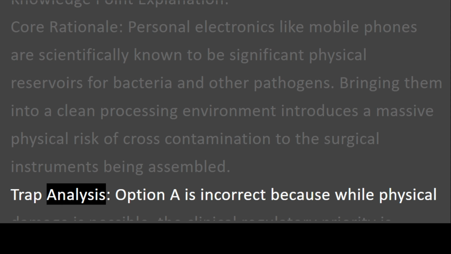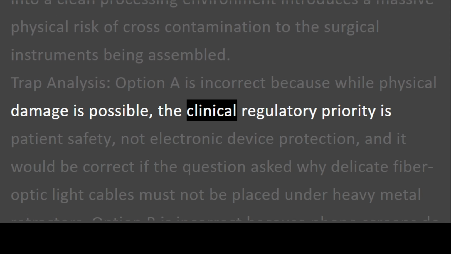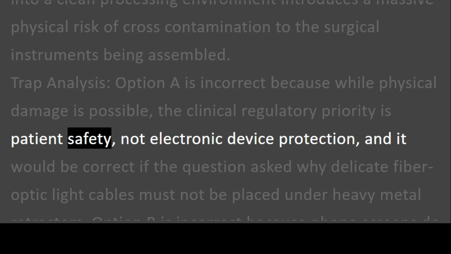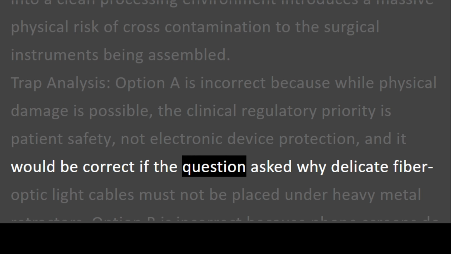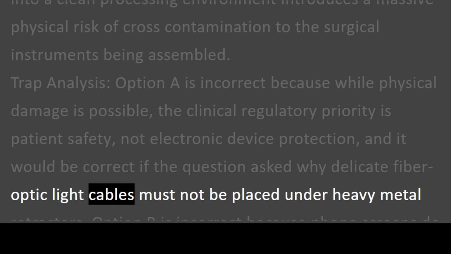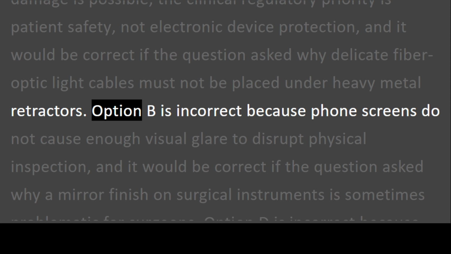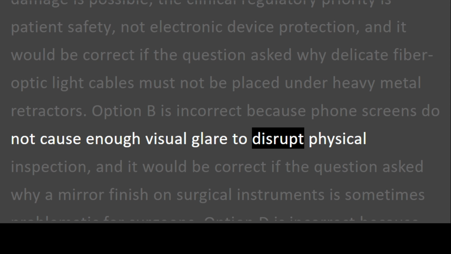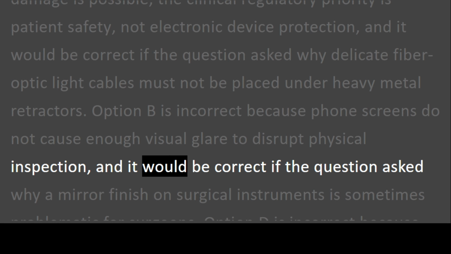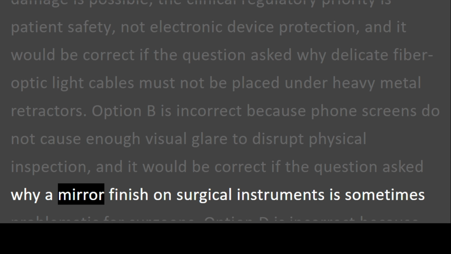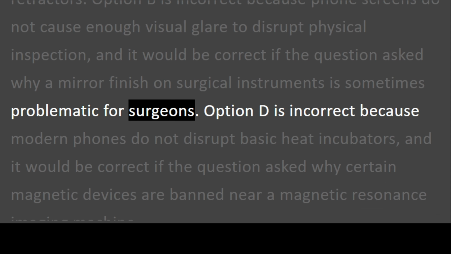Trap analysis. Option A is incorrect because while physical damage is possible, the clinical regulatory priority is patient safety, not electronic device protection, and it would be correct if the question asked why delicate fiber optic light cables must not be placed under heavy metal retractors. Option B is incorrect because phone screens do not cause enough visual glare to disrupt physical inspection, and it would be correct if the question asked why a mirror finish on surgical instruments is sometimes problematic for surgeons.